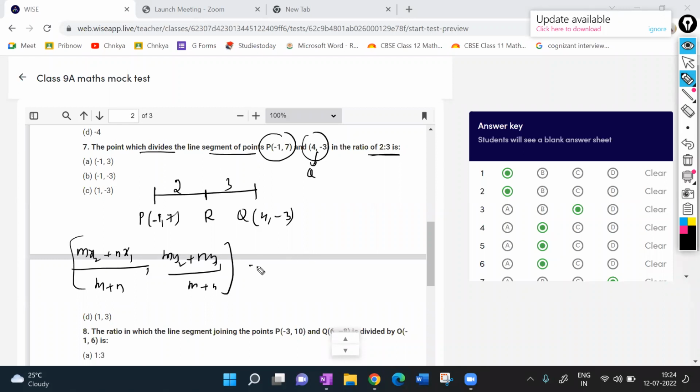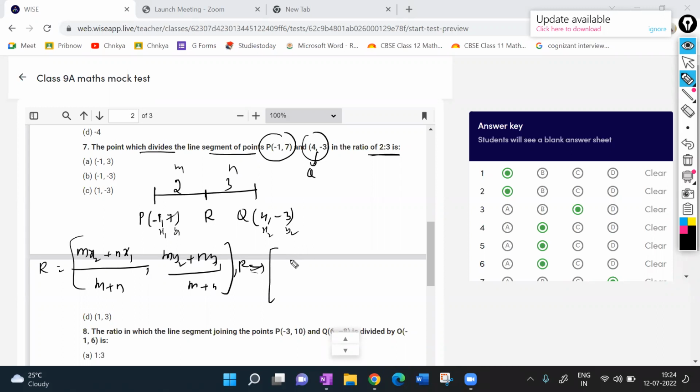So this is what the formula is all about. Here, this is my x1, this is my y1, this is my x2, this is my y2, and this is my m value, this is my n value. Substitute everything now. You need to find out the point called R here. So the R value, I'm just finding it out here.